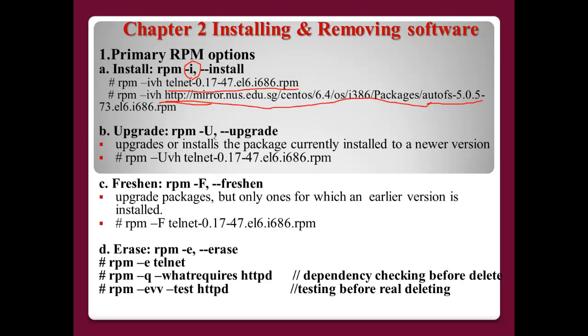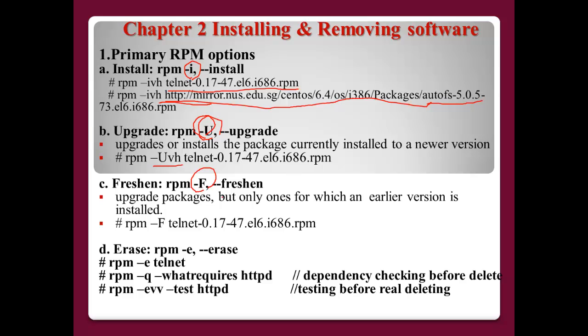B, upgrade. In this case, we will use -U. It upgrades or installs the package currently installed to a new version. It means the upgrade option supports upgrading of existing or already installed packages. But sometimes when we try to install a package using this option, there is no existing package. Even if there is no existing package, normally -U continues to install this kind of package.